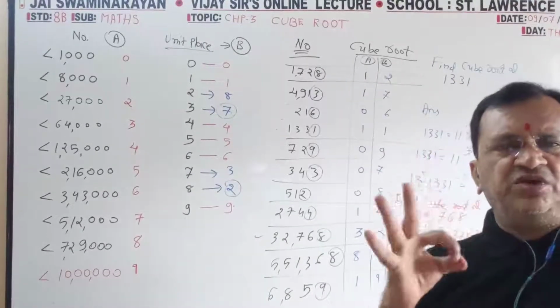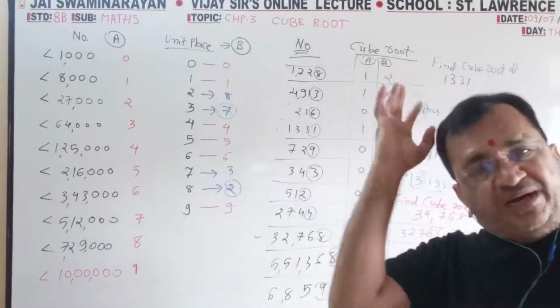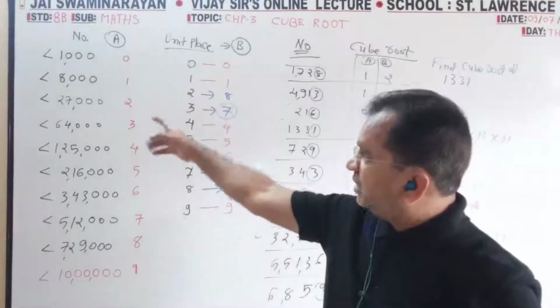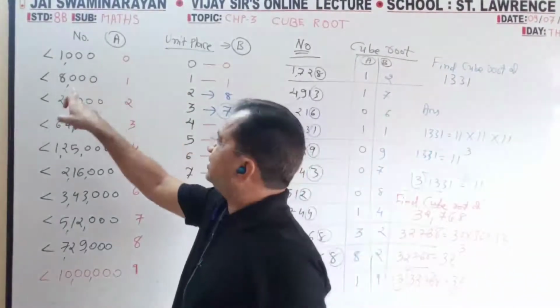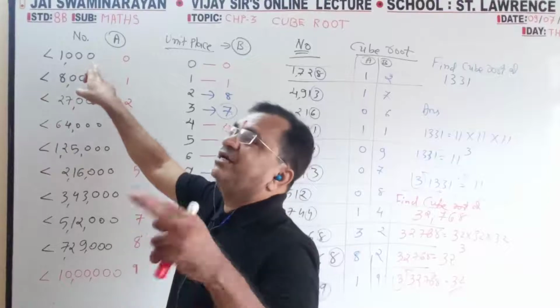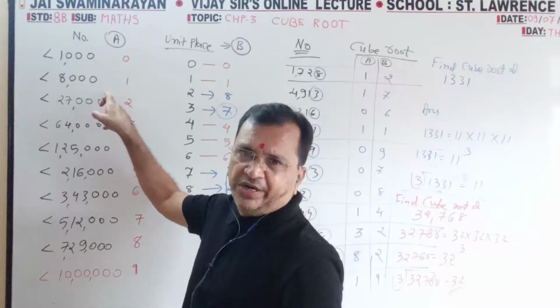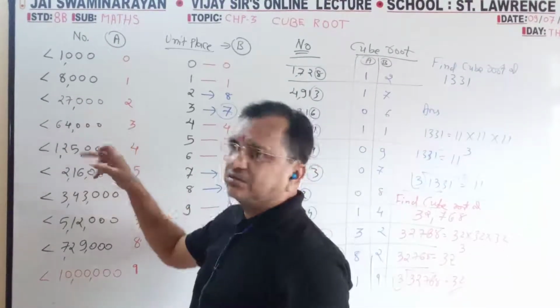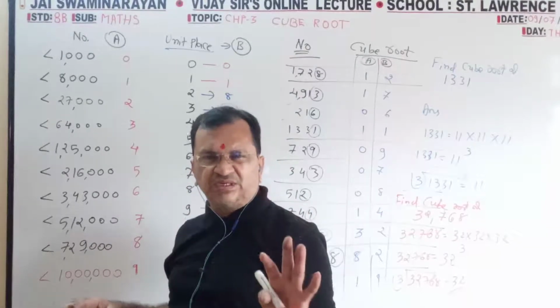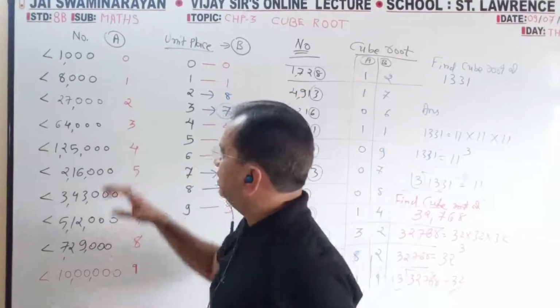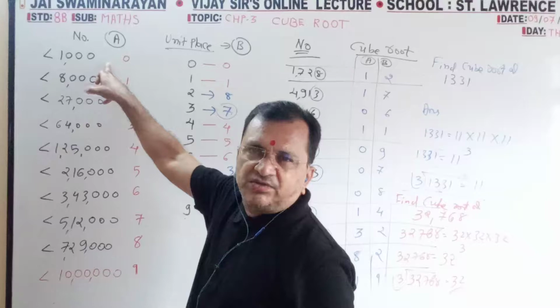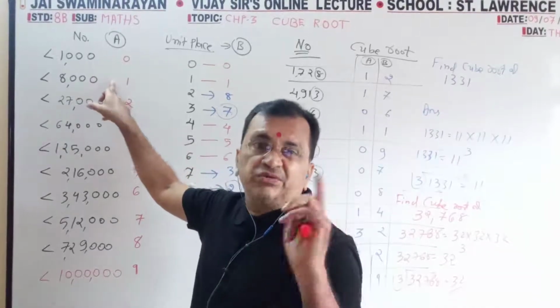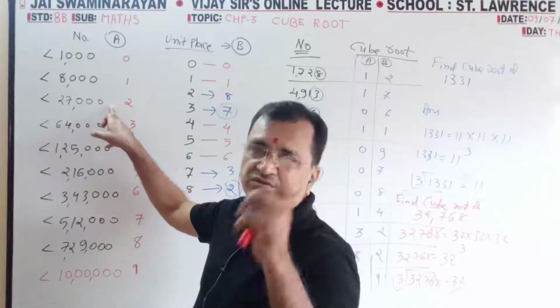That exact number you will get. No need to find the prime factors. So you just mug up. This is 10 square. This is 20. This is 10 into 10 into 10, 20 into 20 into 20, 30 into 30 into 30. This I have taken 10 into 10 into 10. This I have taken 20 into 20 into 20. This I have taken 30 into 30 into 30.